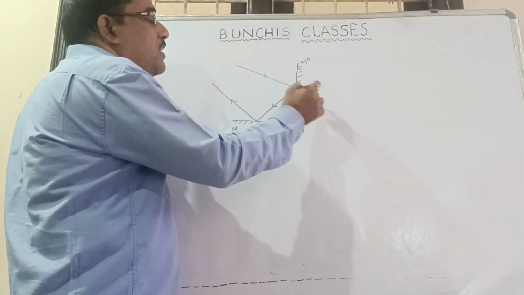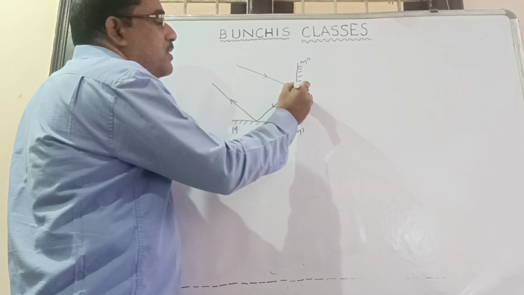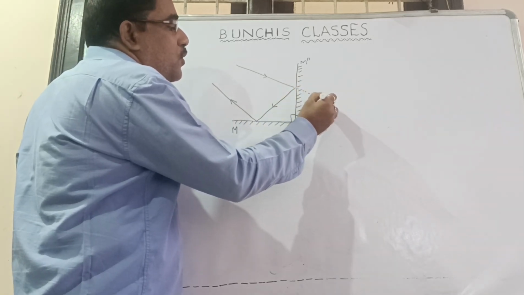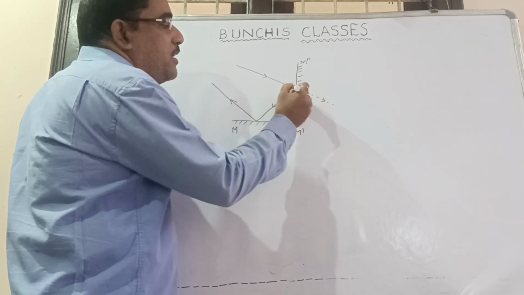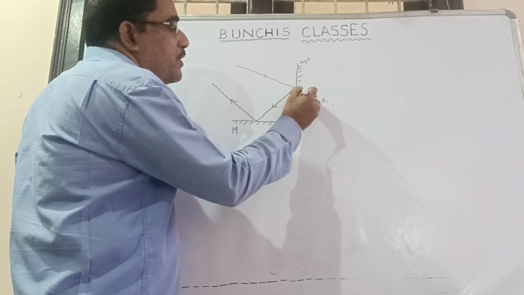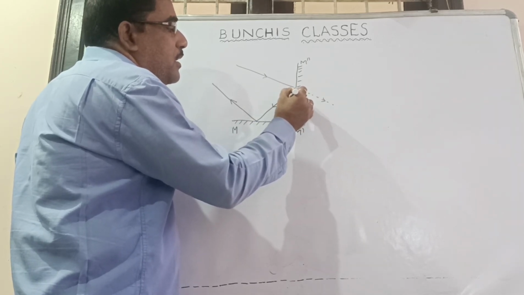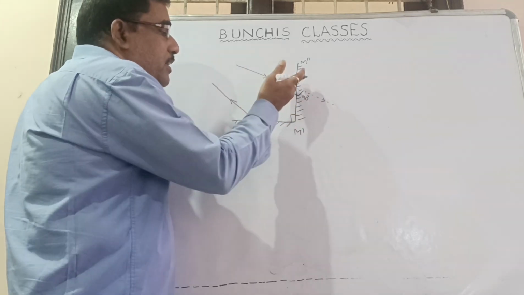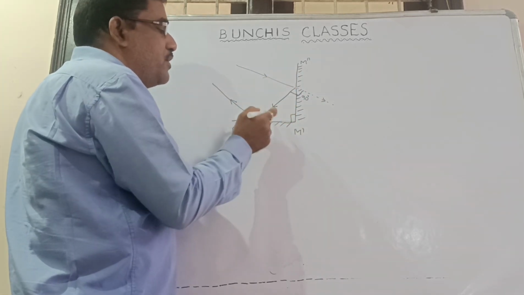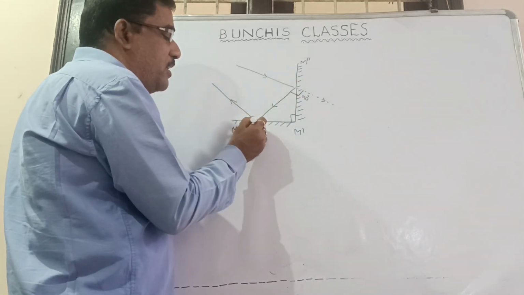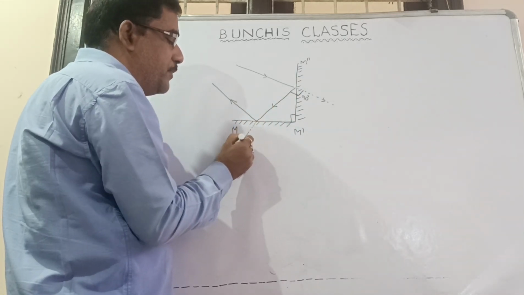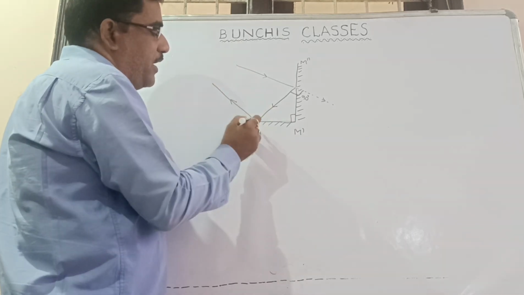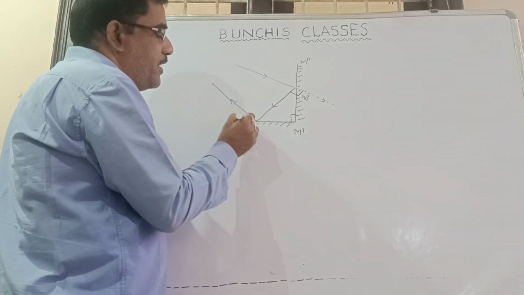Here, what is the deviation? Observe this. This is the incident ray, it has to go like this. But it has taken some deviation, 90 degrees. This is 90 degrees deviation. Again, for second mirror, M dash, this will be the incident ray. It has to go like this. And again, it has taken a deviation like this. Again, this is also 90 degrees.